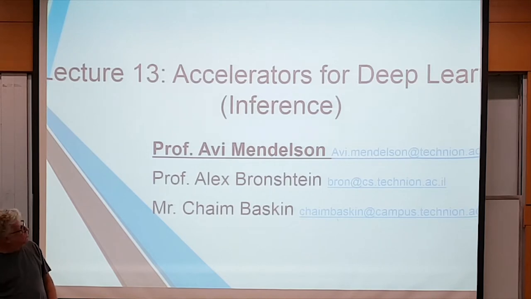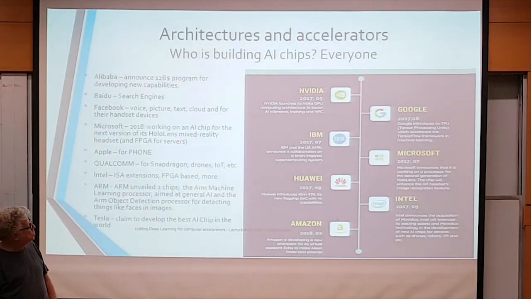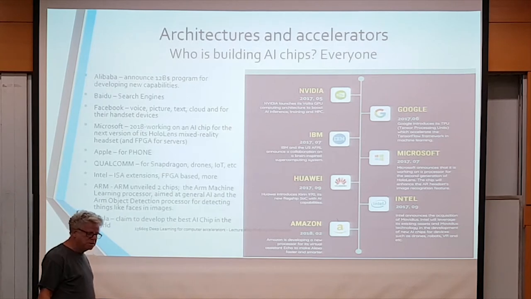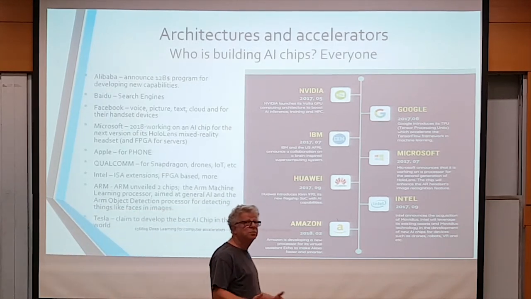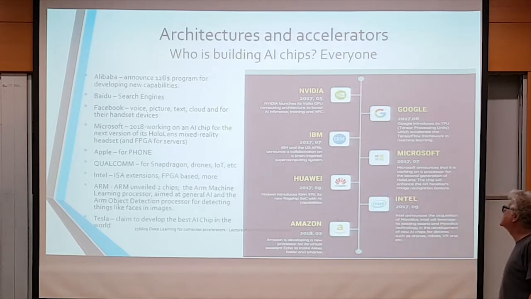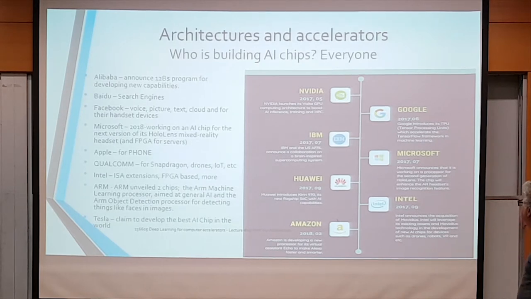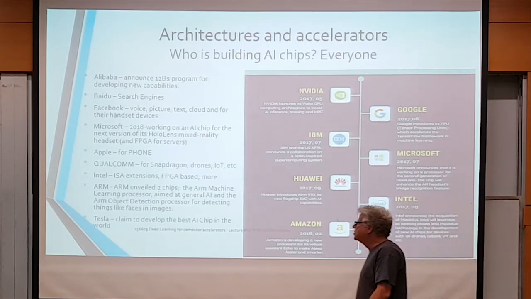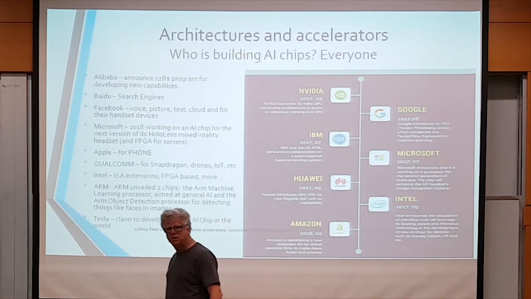So the first question is who is dealing with accelerators for machine learning? And the answer is everybody. This is a short list of what people are doing today. NVIDIA, we saw the Volta. This is mainly for training, but I assume soon they will have something for embedded systems. And IBM and Google and Microsoft and Intel and Huawei and Amazon, everybody is doing something about machine learning.